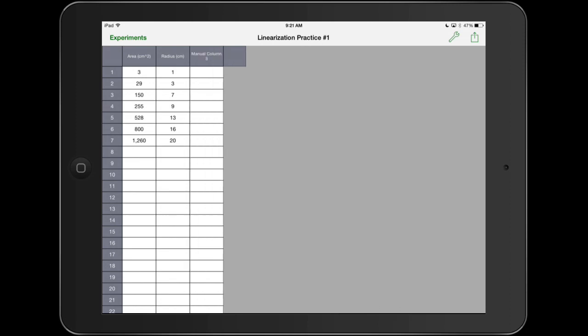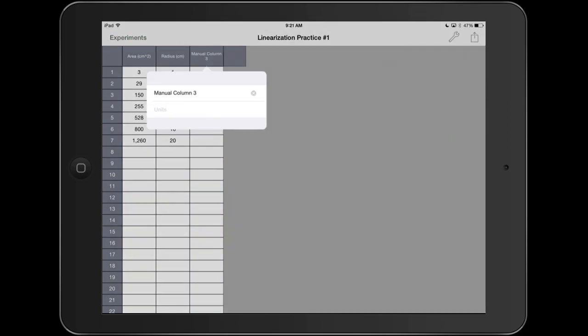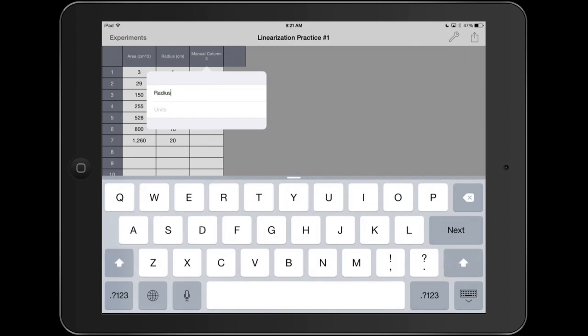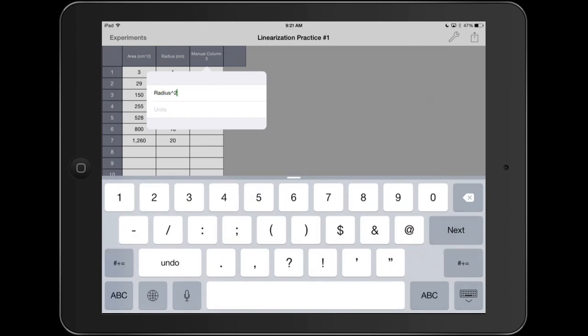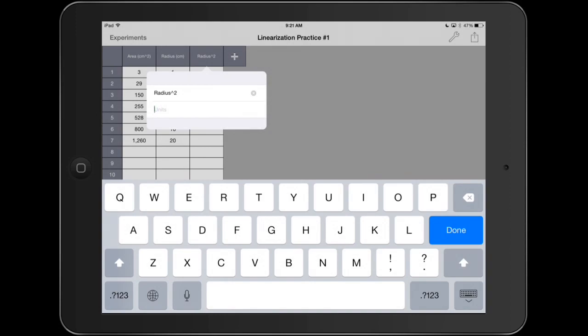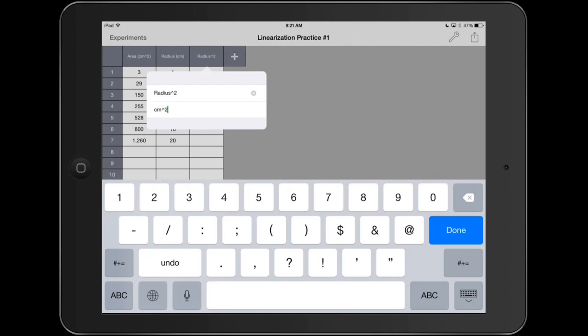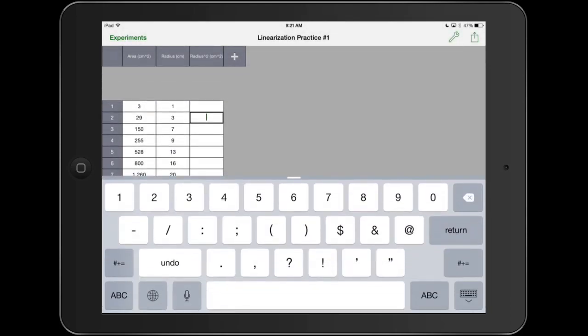So to do that, we are going to make another column, and we're going to rename that radius squared. And the units are just the units that we had before, but squared. So now they're going to be centimeters squared. And then we just need to square each of these numbers. So 1 squared is 1, 3 squared is 9, 7 squared 49, 1, and so on and so forth. You want to square each thing.